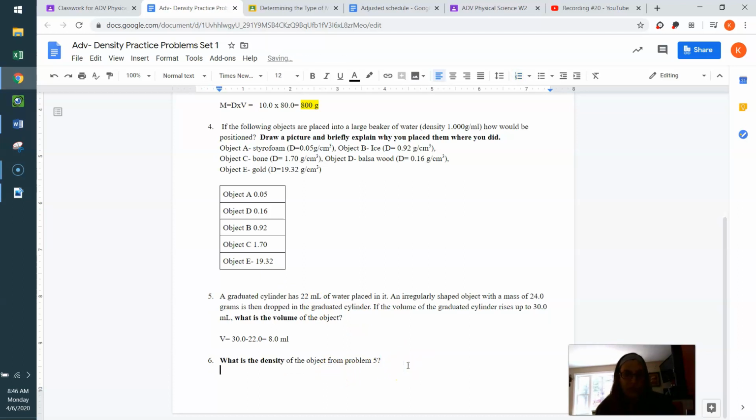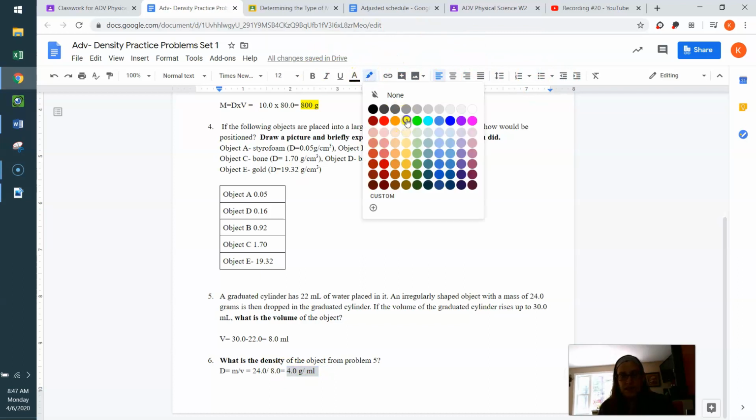Using the volume that we got in number 5, we then have to also use the mass of the object from number 5. And again, since density is equal to mass divided by volume, we very simply are taking our 24.0 grams and dividing it by the 8 milliliters that we found the object to take up for space, and we are saying that then this object has a density of 4.0 grams per milliliter, and this is the final answer.